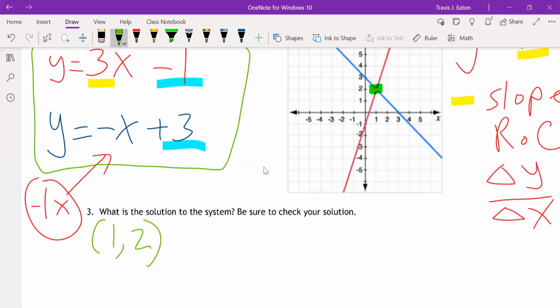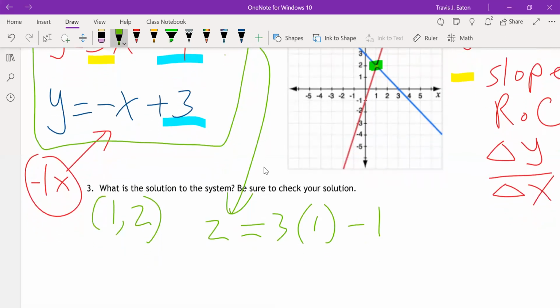So all we have to do is substitute these values in. Remember, this is an XY pair. So in this case, if we use equation number 1, we would say, okay, 2 is our Y value, equals 3 times 1, which is our X value, minus 1. Now, let's keep going. 3 times 1 is 3, minus 1. And what is 3 minus 1? It's 2. Does 2 equal 2? Yeah, it does. So that one checks out.